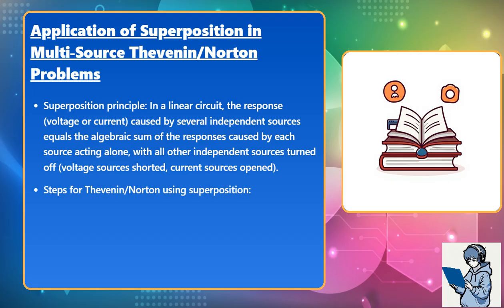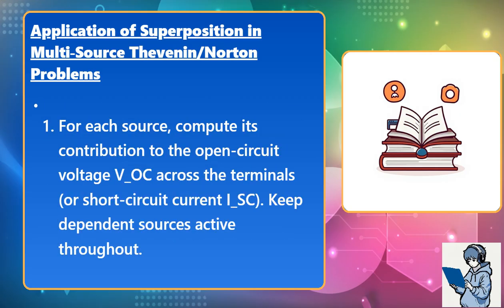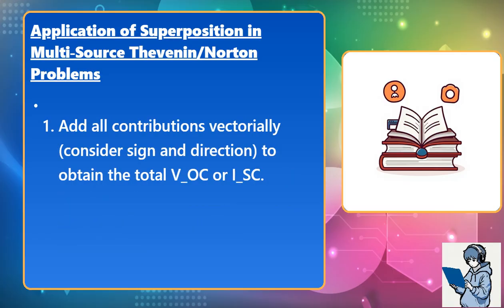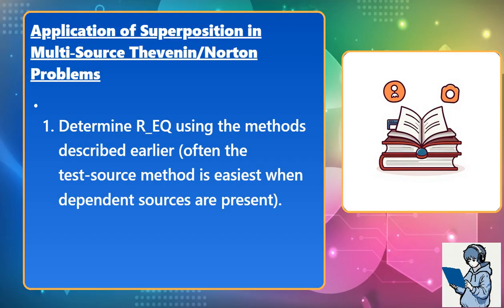Steps for the Thevenin or Norton using superposition. Step 1. Identify all independent sources. Step 2. For each source, compute its contribution to the open circuit voltage VOC across the terminals, or short circuit current ISC. Keep dependent sources active throughout. Step 3. Add all contributions vectorially. Consider sign and direction to obtain the total VOC or ISC. Step 4. Determine REQ using the methods described earlier. Often the test source method is easiest when dependent sources are present.